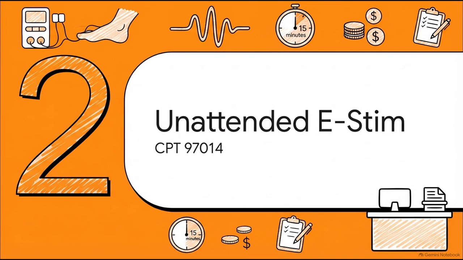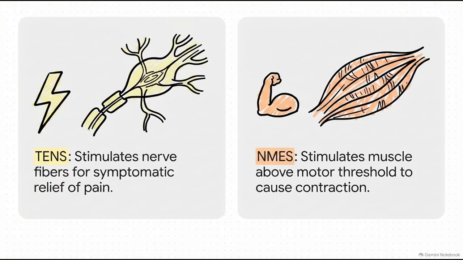Moving right into Section 2, Unattended E-Stim, which is CPT code 97014. Let's look at how this actually plays out in the clinic. The core difference you really need to look for in the documentation comes down to two main techniques, TENS and NMES. TENS uses low-frequency stimulation to target nerve fibers. Its main job is symptomatic pain relief and bringing down edema. NMES, though, is a bit more aggressive. It electrically stimulates the muscle above the motor threshold, specifically to force a muscle contraction. It's actively re-educating and strengthening that muscle.